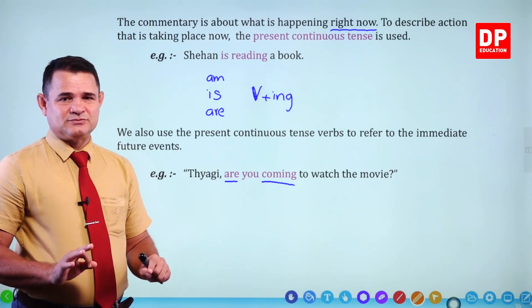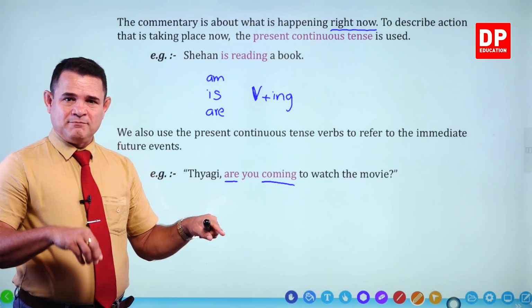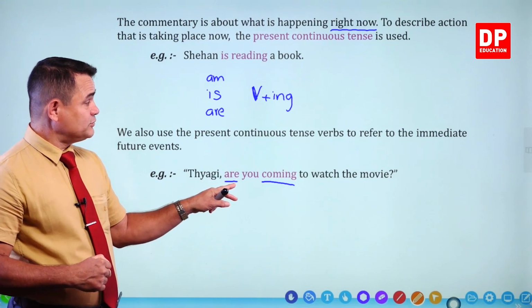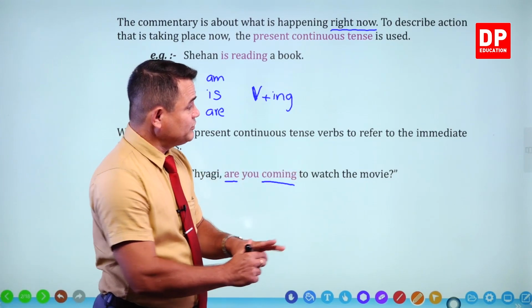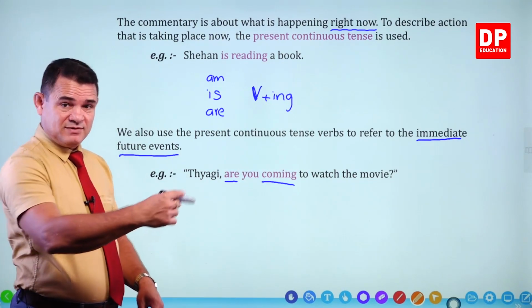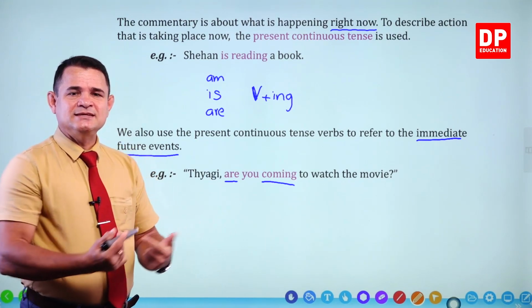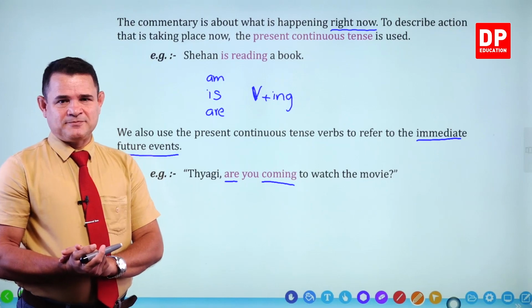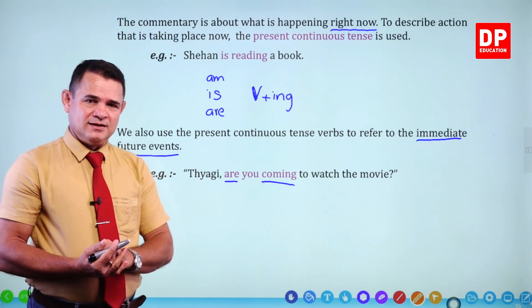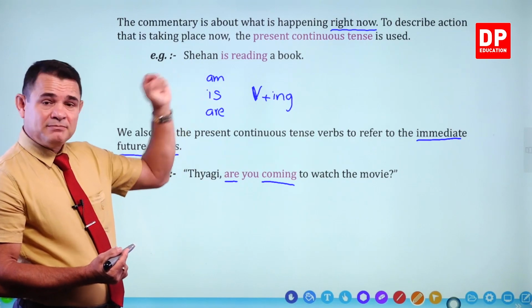We use present continuous. Present continuous is used to talk about the things happening at the time of speaking, and also to refer to immediate future events, and also things happening these days. And along with that, learn one more thing. Instead of present continuous, sometimes we use simple present tense.